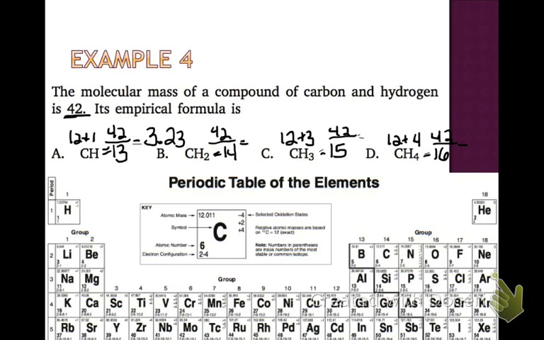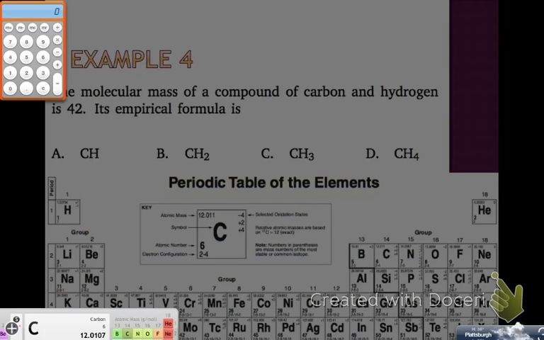For B, 42 divided by 14 will give me 3. That's a great whole number right there. For C, 42 divided by 15, that's 2.8. That's not a whole number. And 42 divided by 16 will give me 2.625. So B ends up being a whole number when I take the molecular mass and divide it by the mass of the empirical formula. This one can get a little confusing, so tomorrow when you have these examples, just raise your hand calmly. I'll come around and help you guys out.